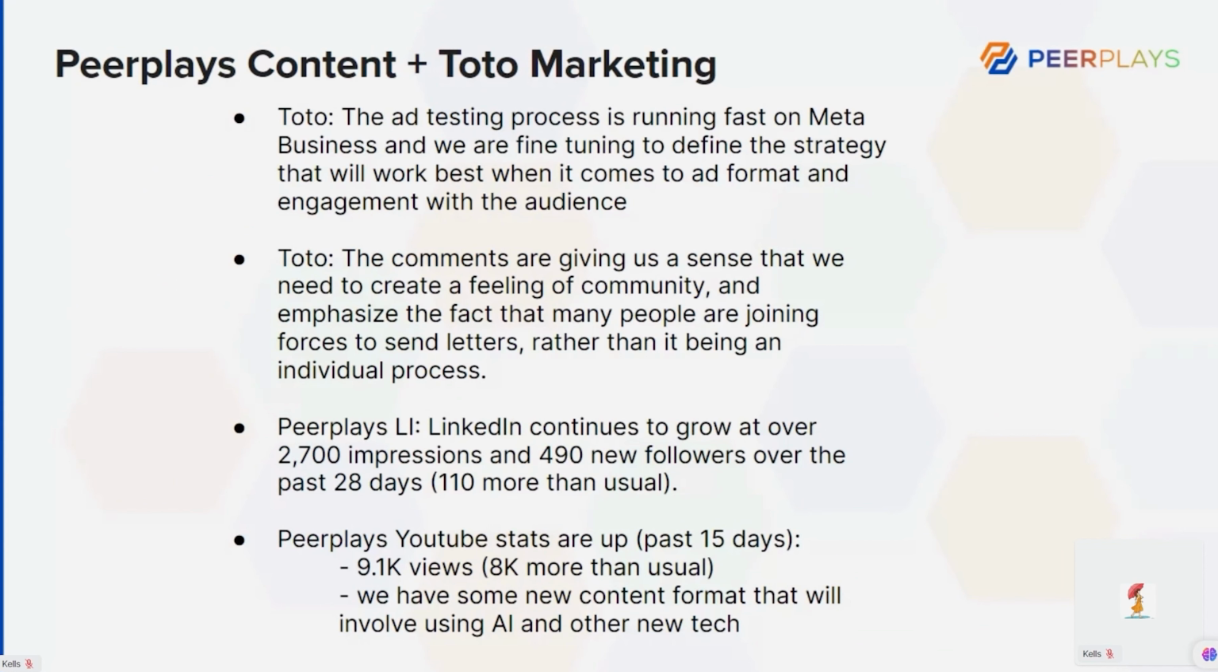I've divided my part into two. I'll first give the updates around Toto and the great work that JM has been leading in the team. The ad testing process is running quite fast on Meta Business. We've increased the pace over the past couple of weeks in terms of the amount of impressions that we're able to test for each ad. This allows us to fine-tune and define the best strategy when it comes to the ad formats and also how to engage with the audience.